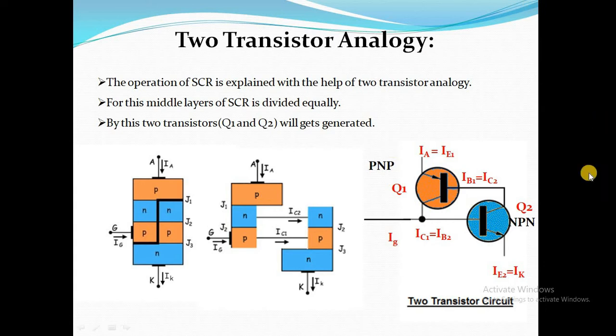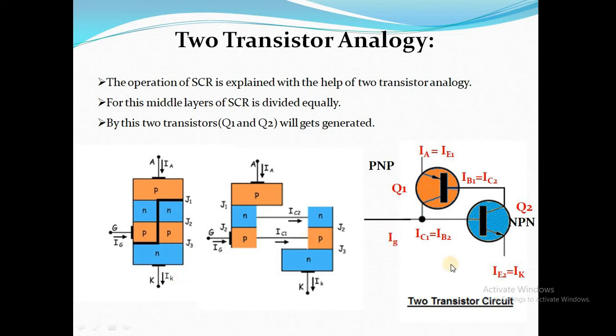And from this two transistor method, we can also observe that the base current of the first transistor is the same as the collector current of the second transistor, and the collector current of the first transistor is the same as the base current of the second transistor, to which the gate is connected. So this is the two transistor circuit connection of the SCR.